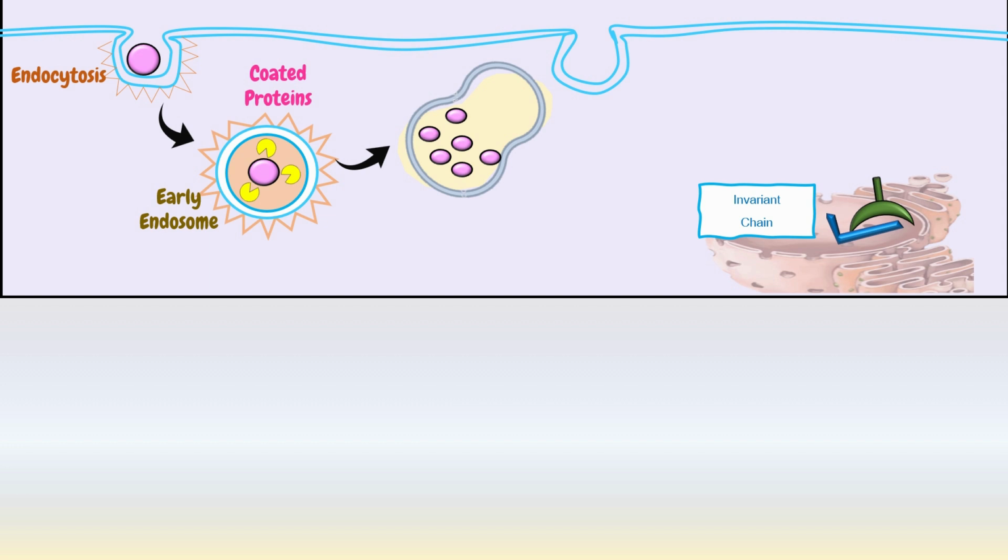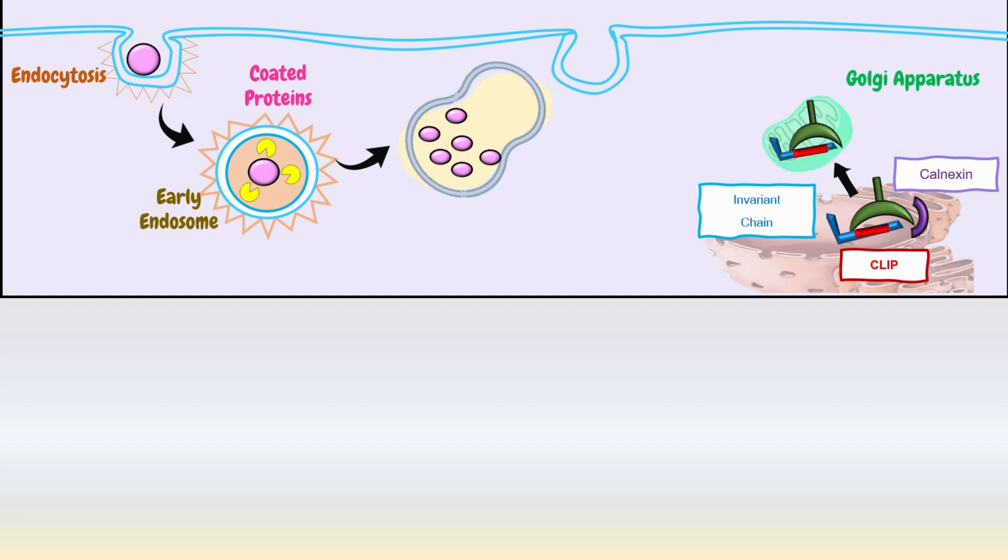The part of the invariant chain that blocks the groove of the alpha-beta heterodimer is called class II-associated invariant chain peptide, or CLIP. The protein calnexin retains the complex within the endoplasmic reticulum until assembly is correct, then dissociates and allows the complex of MHC2 and invariant chain to leave the endoplasmic reticulum through small coatomer-coated vesicles. These fuse with the Golgi apparatus on dissociation of the coatomer protein.